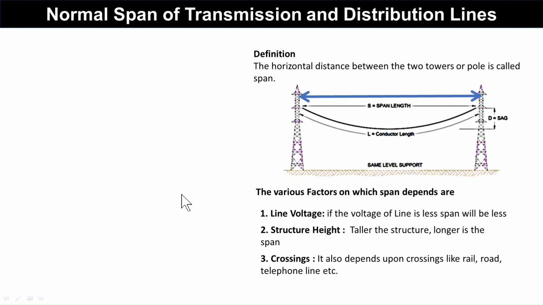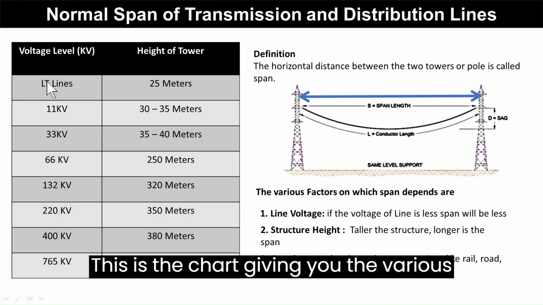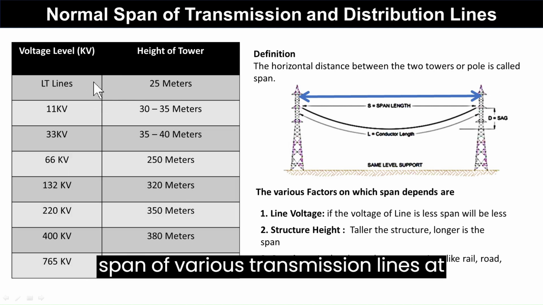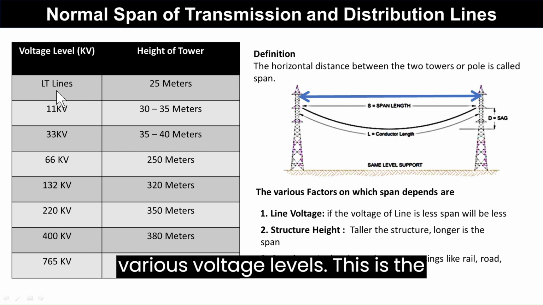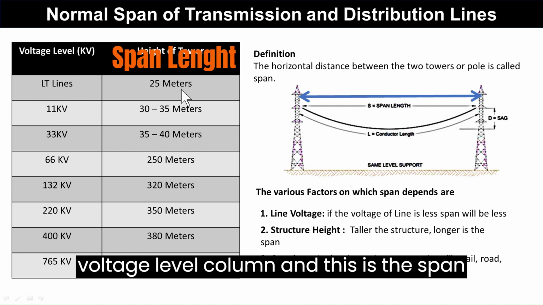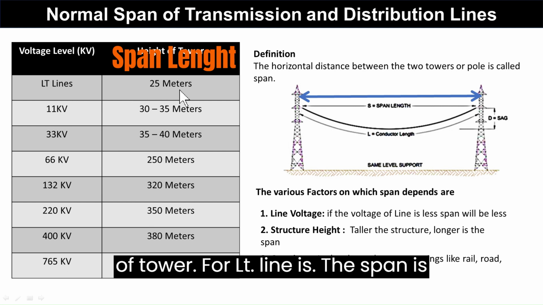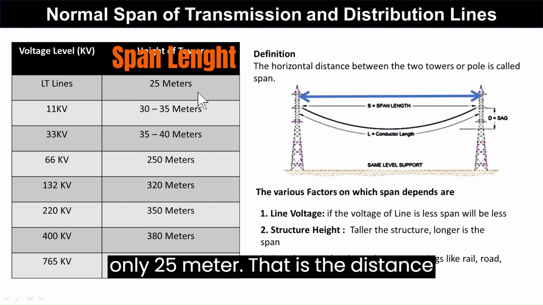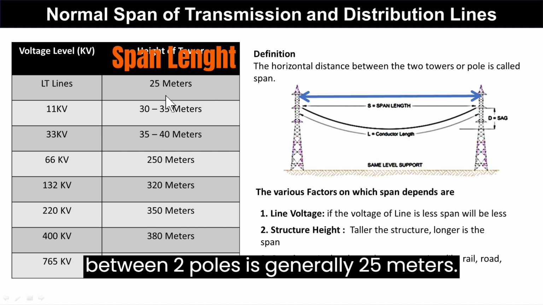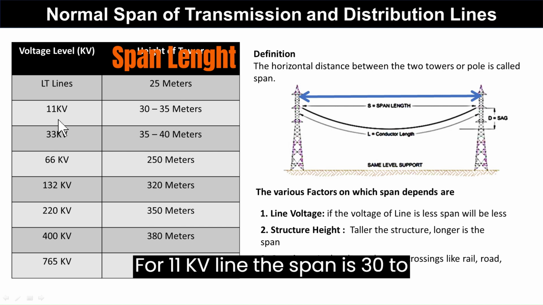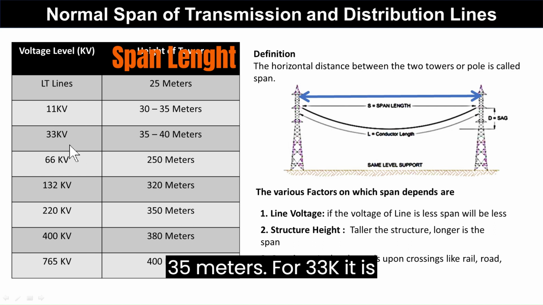Now this is the chart giving you the spans at various voltage levels. This is the voltage level column and this is the span column. For LT lines, the span is generally 25 meters. That is the distance between two poles is generally 25 meters. For 11 kV line, the span is 30 to 35 meters. For 33 kV line, it is 35 to 40 meters.